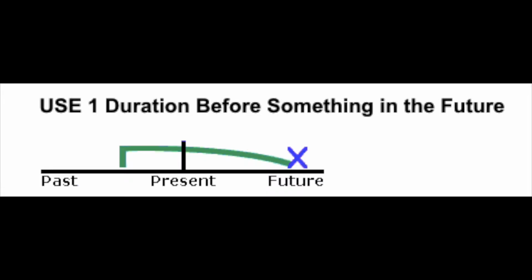There are two uses of this tense. Let's look at the first one: duration before something in the future. With this use, the duration stops at or before the reference point in the future. I know that sounds confusing, so let's look at some examples.